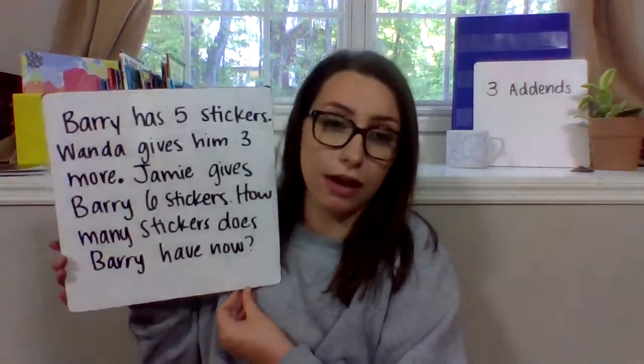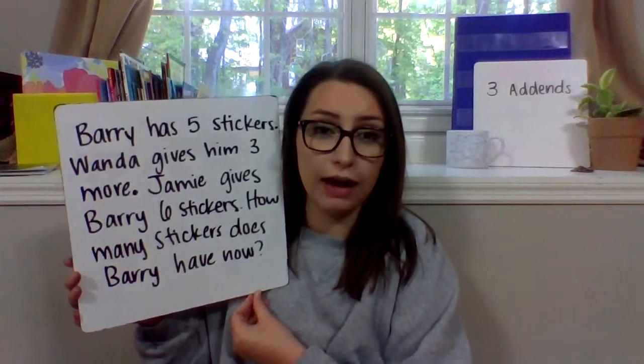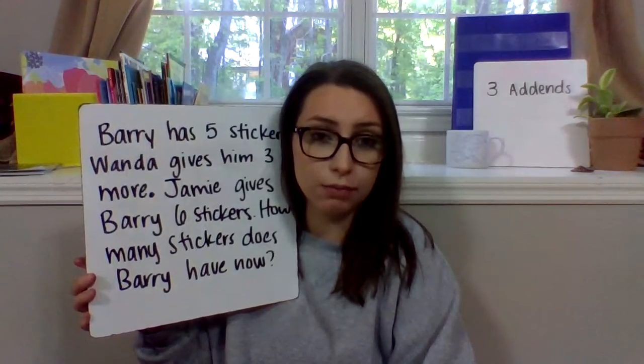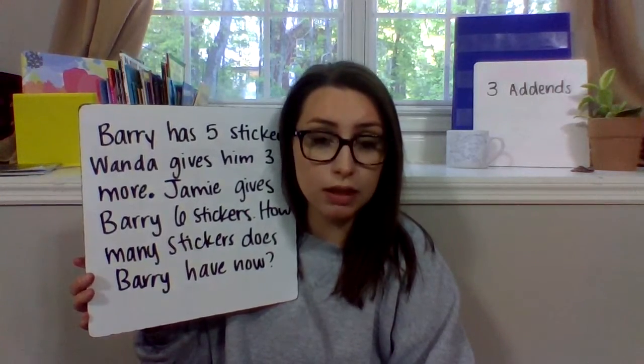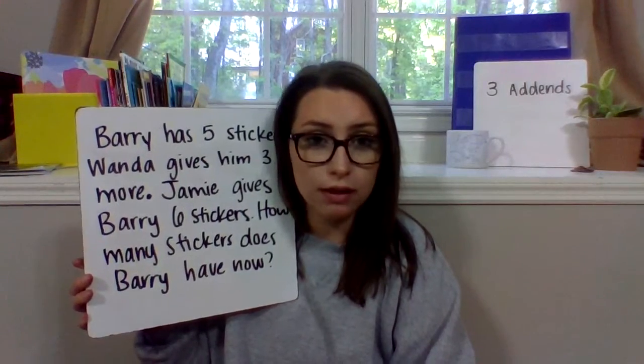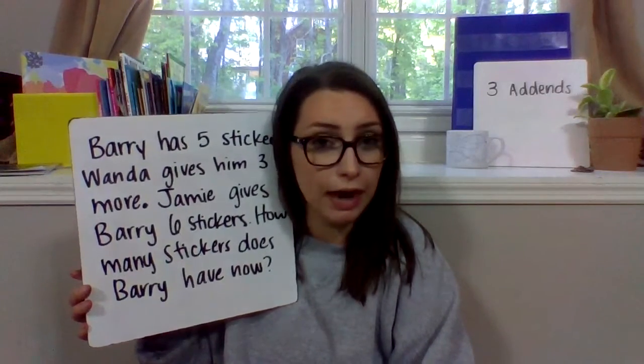I'm going to read it to you as I show it to you. So here it is, okay? It says Barry has 5 stickers. Wanda gives him 3 more. Jamie gives Barry 6 stickers. Now how many stickers does Barry have?